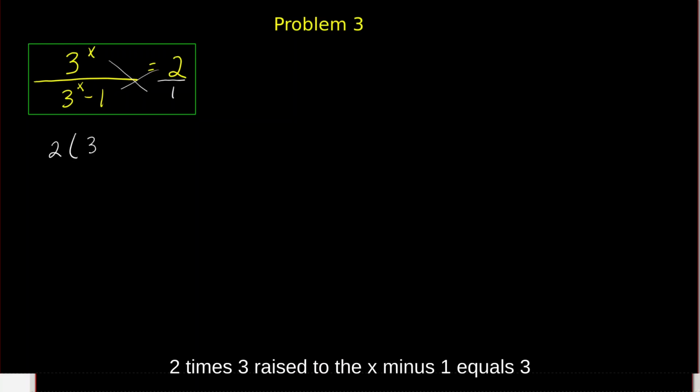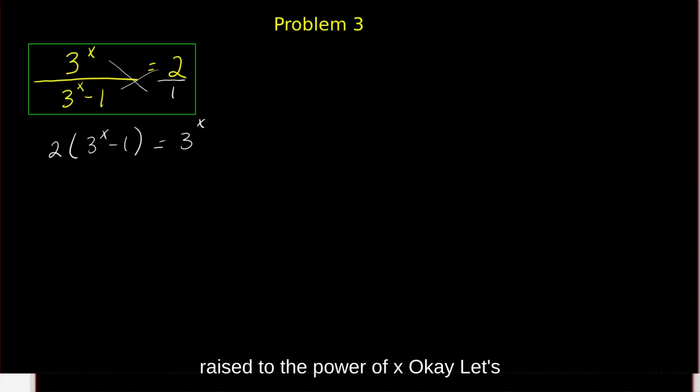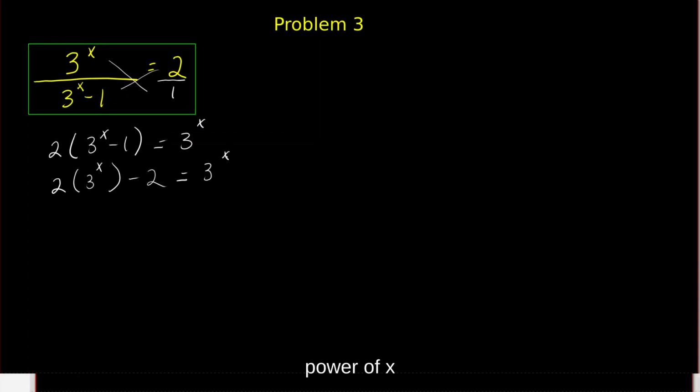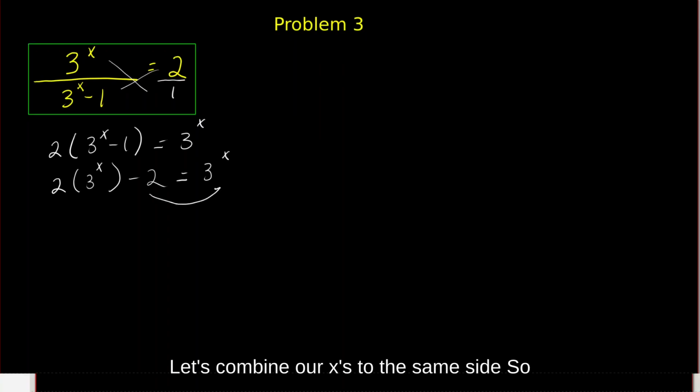Two times 3 raised to the x minus 1 equals 3 raised to the power of x. Okay, let's distribute, so that'll be 2 times 3 raised to the x minus 2 equals 3 raised to the power of x. Let's combine our x's to the same side.